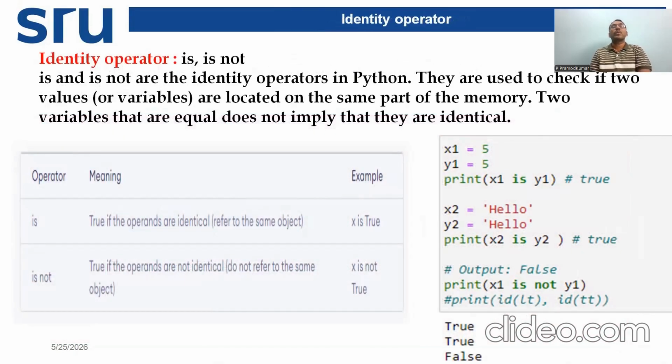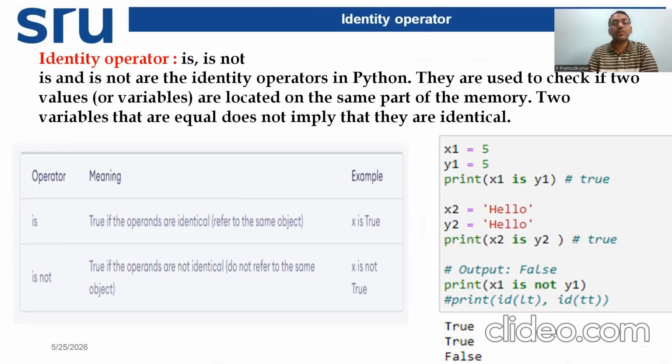Then one more operator. This is the final operator in Python, that is identity operator. Generally, it supports two: is, and is not. The purpose of this identity operator is to check whether both of them are identical to each other or not. What is the meaning of whether they are identical to each other or not? It means whether both of them are located at the same part of the memory or not. If two variables are equal, it does not imply that they are identical.